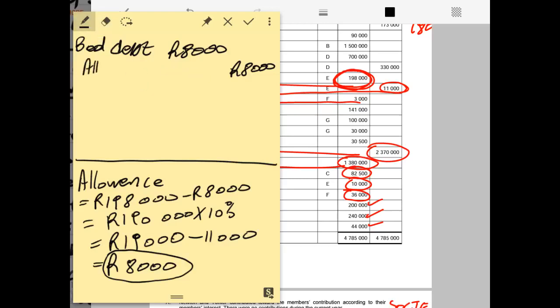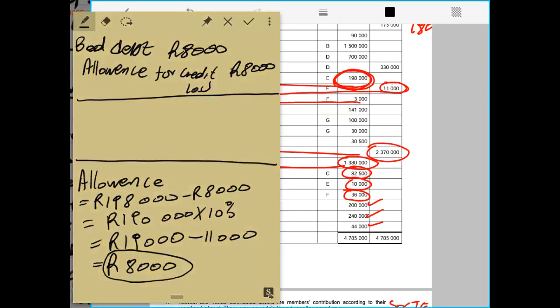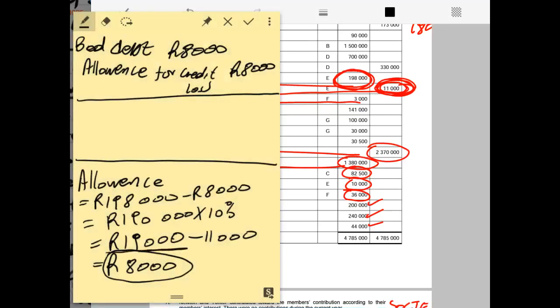So that will be debit bad debts and credit allowance for credit loss. And if you see that our allowance for credit loss is credited, and in the trial balance it is also credited, it means you are increasing the amount on the credit side by 8,000 so that it becomes 19,000 rands, which is the new allowance.